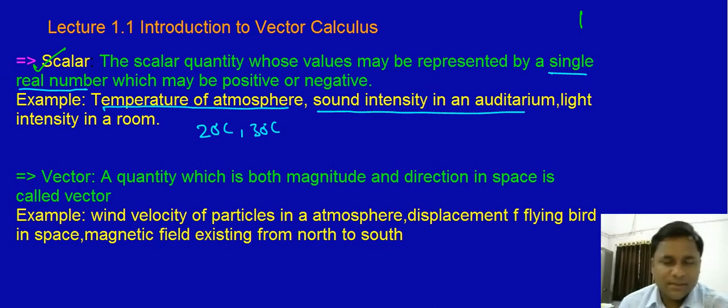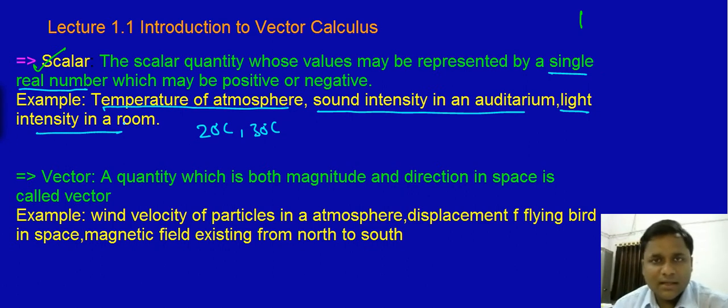Similarly, the third example is very simple. We are calling it a light intensity in a room. Light intensity is uniformly distributed in the space or in a region, but it doesn't have any direction. So these are the examples of the scalar quantity, that means which has only magnitude. Let's move on to the vector quantity. The second important objective is vector quantity.